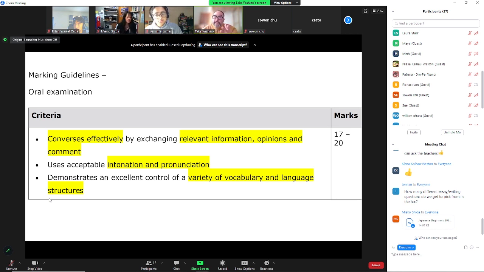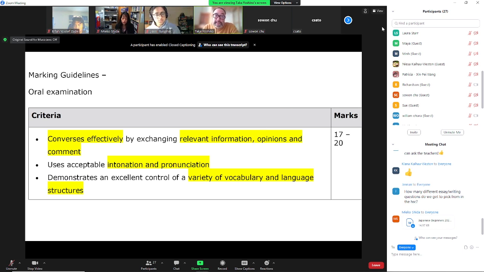Right? So provide some topics that's interesting for the listener to listen to. Answer the question, of course, and give more detail. And if you can, include your opinion and comment. What you're thinking about, what you're feeling about the topic is the good point to get a better mark. And of course, you have to stick to the relevant information.